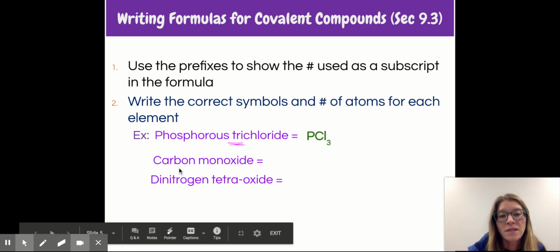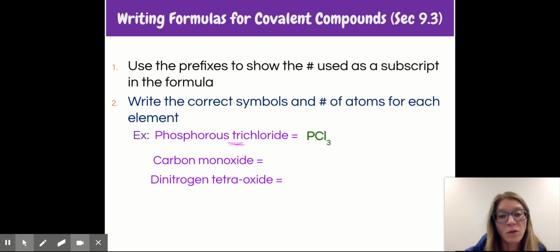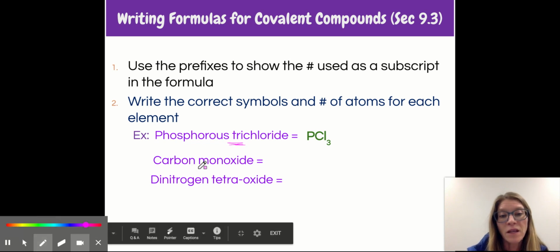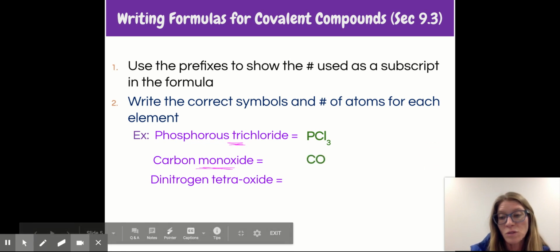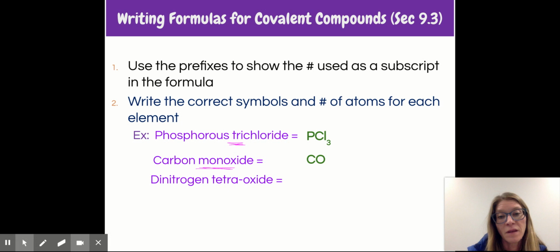The second example, carbon monoxide. Carbon, again, does not have a prefix, so we know that there's only one atom of carbon. The second element always gets a prefix. We know that mono means 1. So in this example, we would know we had 1 carbon and 1 oxygen, so our formula would just be CO. So this is a formula for carbon monoxide, which is the toxic gas. This is why you have carbon monoxide detectors at your house, because it doesn't have an odor. So if you have a carbon monoxide leak, it can be really dangerous.